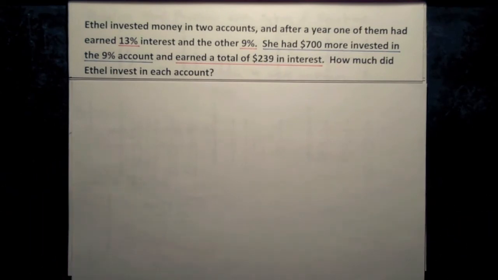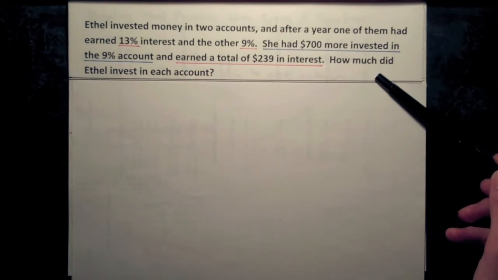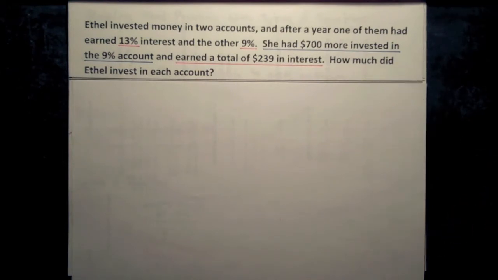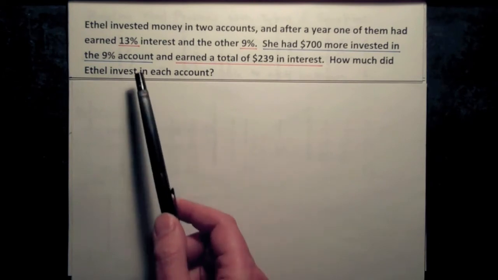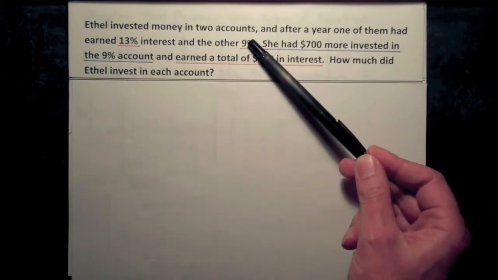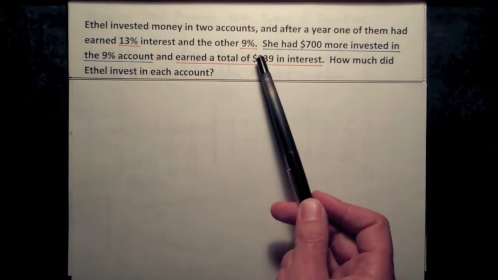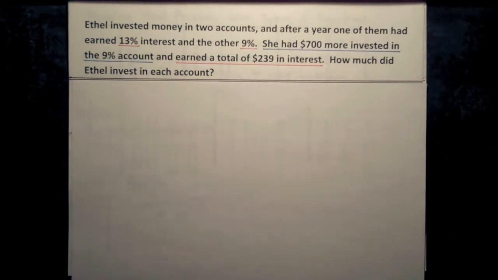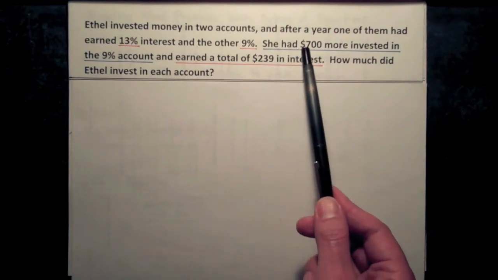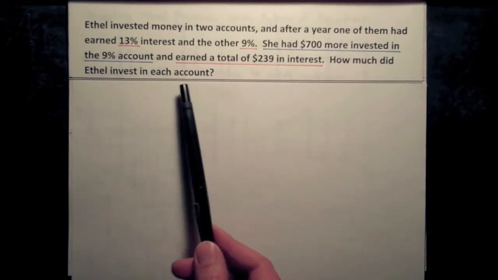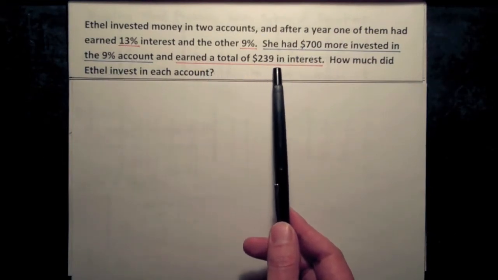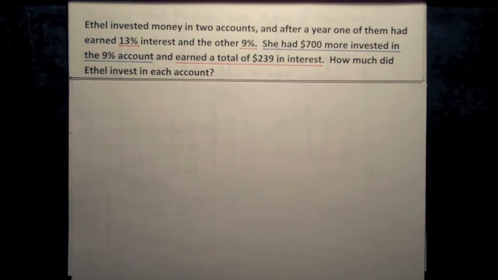Back to our first example. This is an interest or investment problem. This is a pretty common example of a word problem where we use a system of equations. Ethel invested money in two different accounts. The first one had an annual interest rate of 13% and the second one 9%. We're also told that she had $700 more invested in the 9% account and she earned a total of $239 in interest for the year.